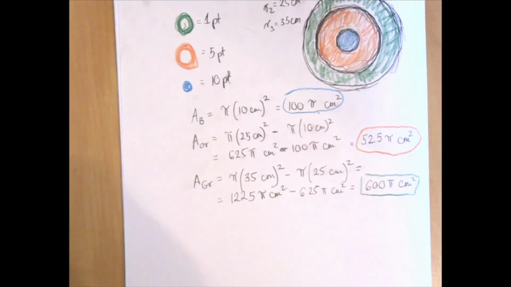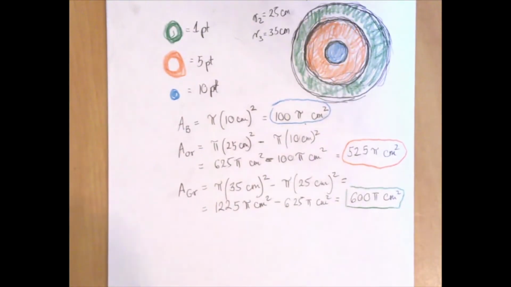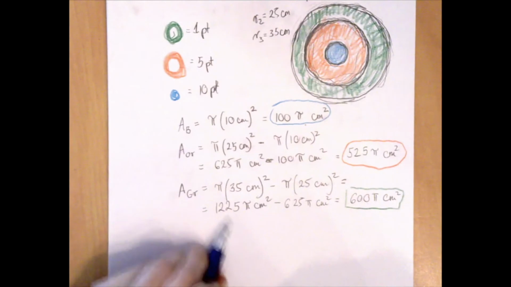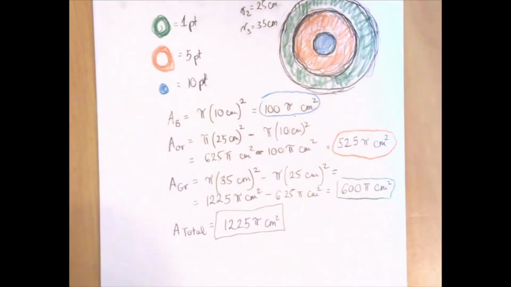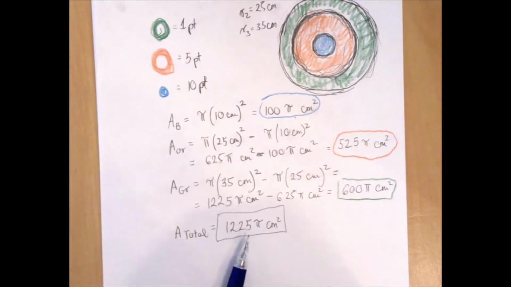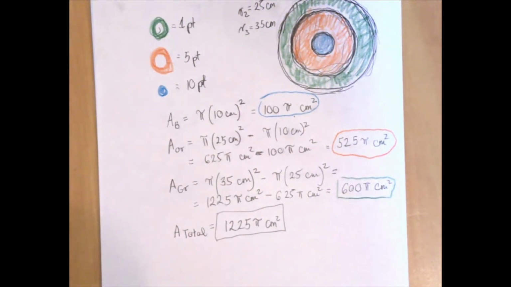Because we're going to compute probabilities, one more piece of data we need is the total area, all the possibilities. That would be the area of the big circle, which we computed is 1,225 pi square centimeters. That also means that if we add these three areas, we should get the total area. So let's see, 600 plus 525 plus 100 is 1,225, yes. It looks like we're on the right track. Now that we have the areas, let's figure out the probabilities.